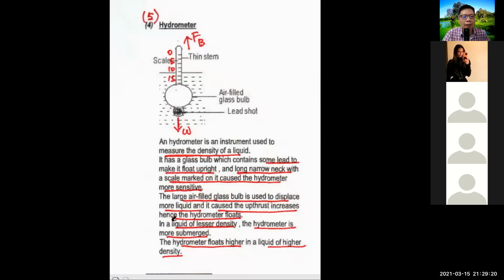This one is important. In a liquid of less density, the hydrometer is more submerged. When you see the hydrometer submerged deeper, it means the density of the liquid is less. The hydrometer floats higher in a liquid of higher density. So remember, when the liquid density is high, it will float and won't sink so much. Okay, so understand the hydrometer.